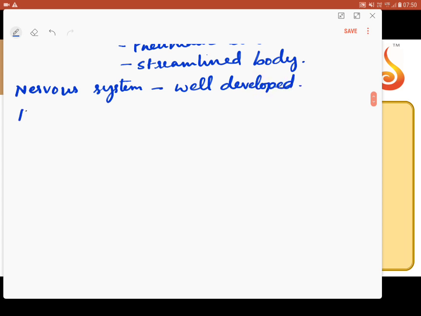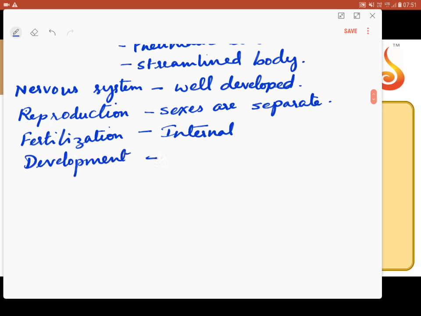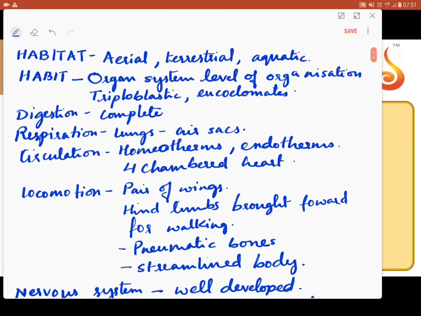Then we have the reproduction. Sexes are separate. And fertilization is internal. Development is direct. So I hope you are clear with the complete summary of birds.